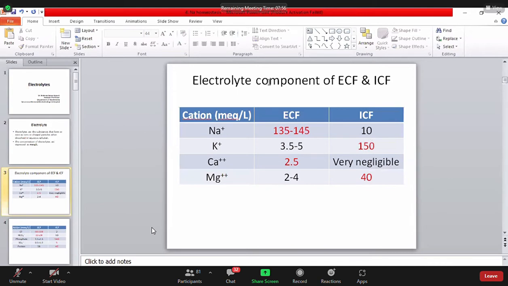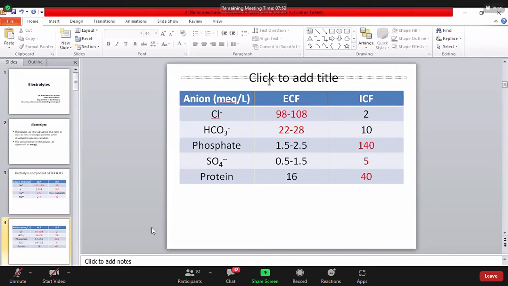And what are the major anions in ECF and ICF? Anion means negatively charged ions or particles. Major anions in ECF are chloride and bicarbonate, and major anions in ICF are phosphate, sulfate, and protein.